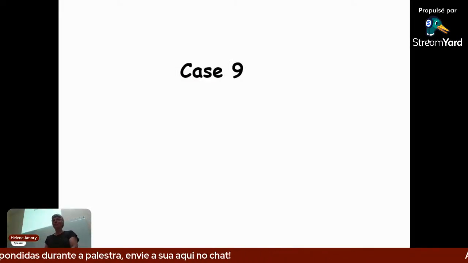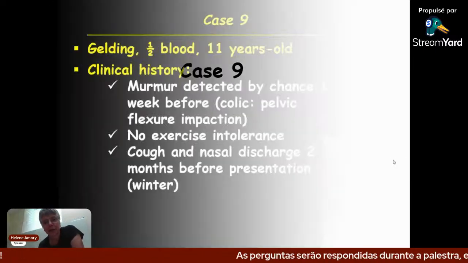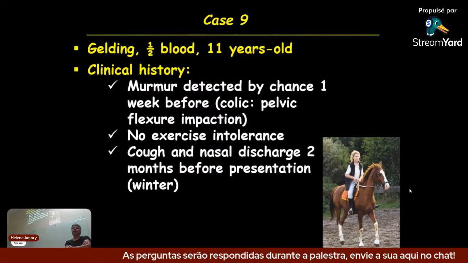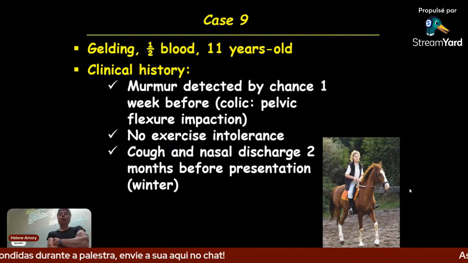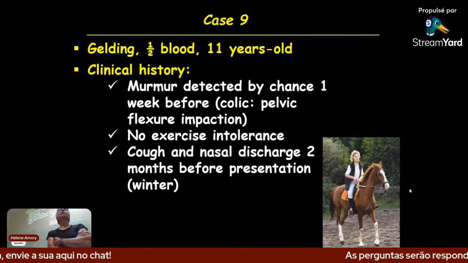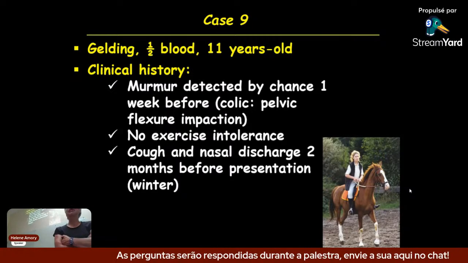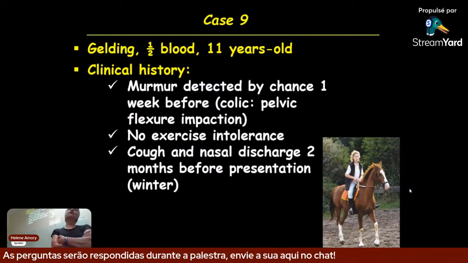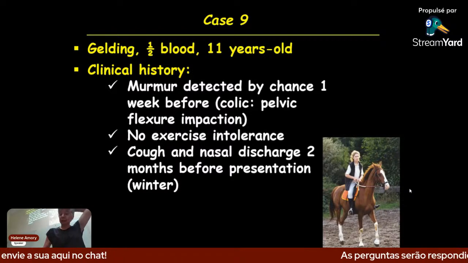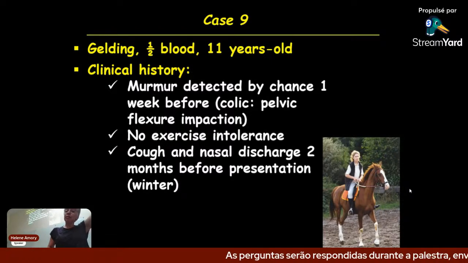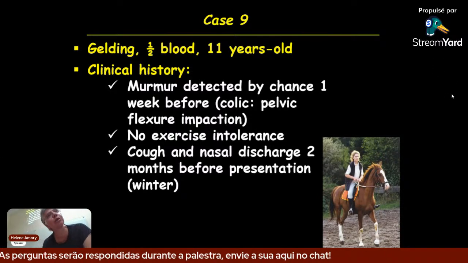Last case, you want? Yeah. Last case, okay. What is this case? It's a gelding, 11 years old. He has a murmur detected 1 week before, when he was presenting colic, and it's classic to have a murmur associated with colic, and in a lot of cases, when the colic is resolved, the murmur disappears. He has no exercise intolerance, but he has cough and nasal discharge for 2 months, during the winter. That's the history of the horse.